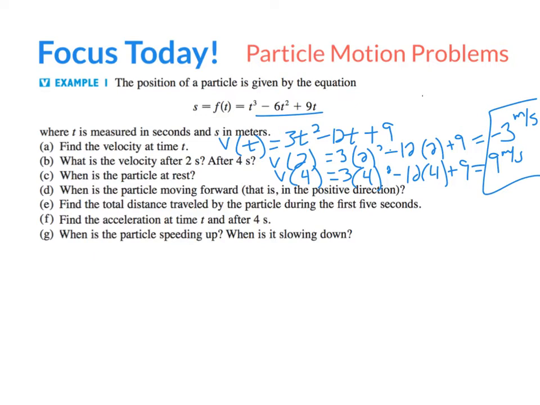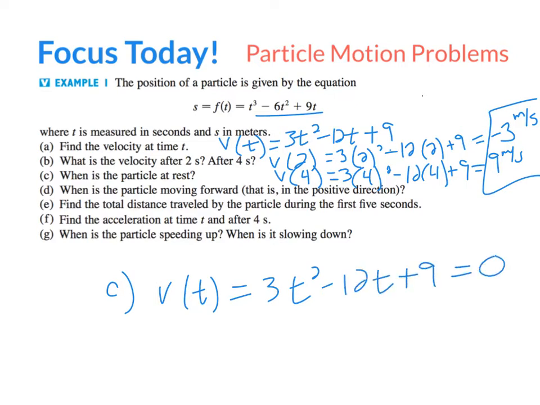When is the particle at rest? When it's at rest, that means it's not moving at all, which means the velocity is 0. So if we have our velocity function, this is for part C, when is this equal to 0? Well, it looks like a quadratic function. In fact, I can factor out a 3 from each of the terms. Let's see if that helps me out a little bit.